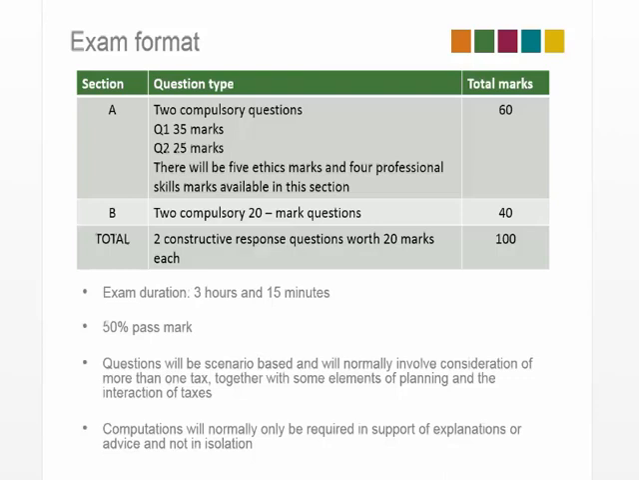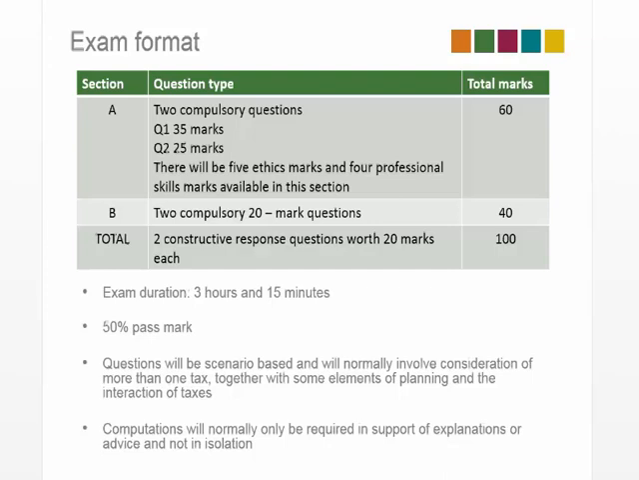Now, we also have to remember that we've got Section B. Section B is 2 further compulsory 20-mark questions, so 40 marks in total for the 2 20-mark questions. These questions tend to be slightly shorter because they're 20 rather than 25 or 35 marks, and they often tend to be broken down into slightly more separate topics.